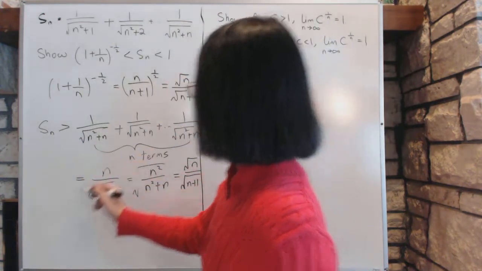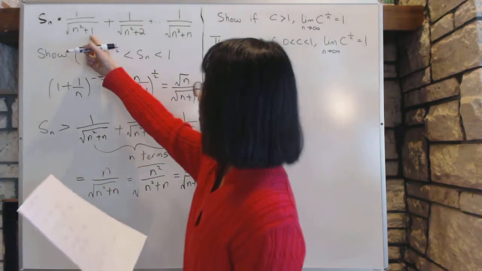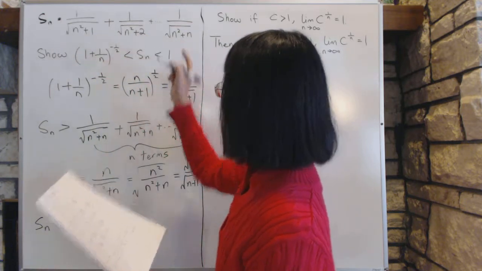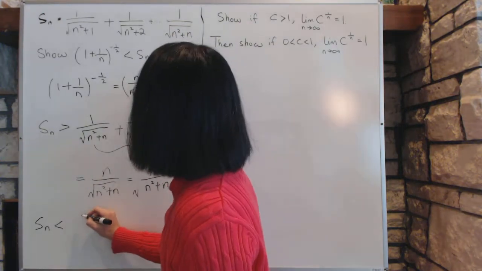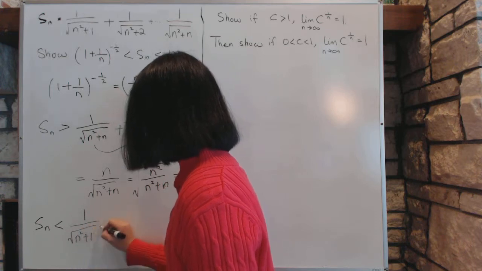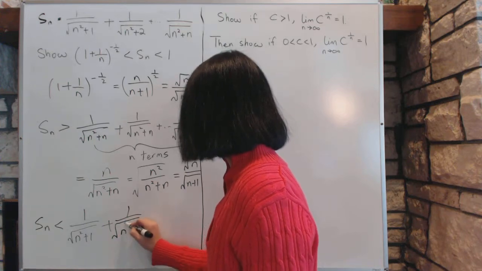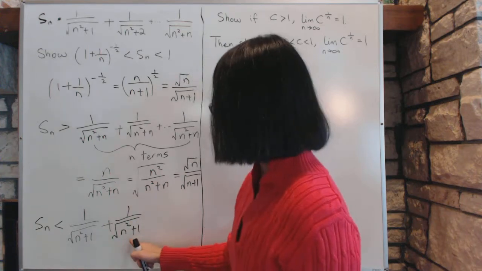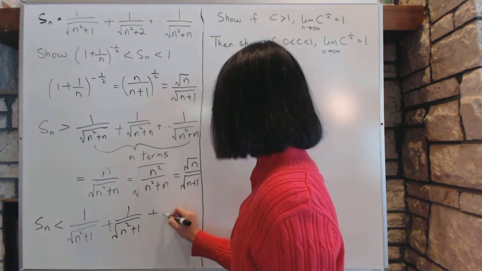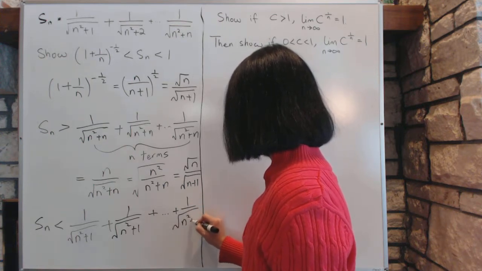Anyway, the other way is we'll show that Sn is smaller than something. We will replace this thing with just 1. We'll replace everything with 1. So Sn is smaller than 1 over the square root of n squared plus 1, and we'll keep doing that. The first term is identical, but after that, every value is going to be bigger than the original because the denominator is smaller. So we continue doing this all the way to the end. Everything is replaced with the square root of n squared plus 1.